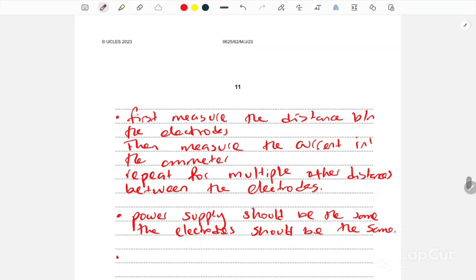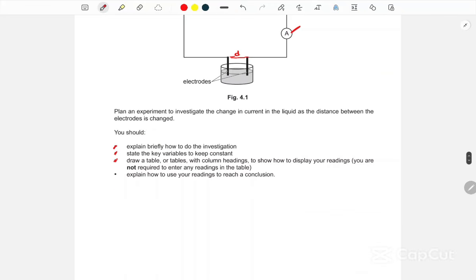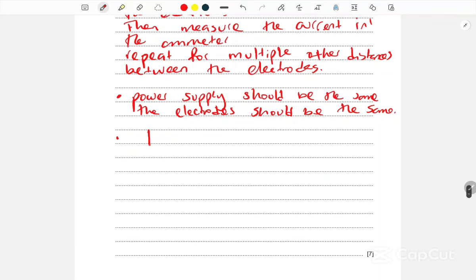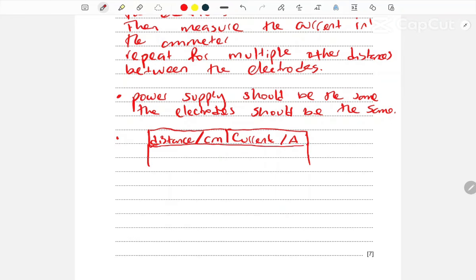That's our second bullet point. For the third one, draw a table or tables with column headings to show how to display your readings. So we're going to have two columns. The first one is distance. And whenever we're drawing a table, we should always remember to put the units. So it can be in centimeters. And then next, we have the current, which is in amps. So this is going to be our table headings.